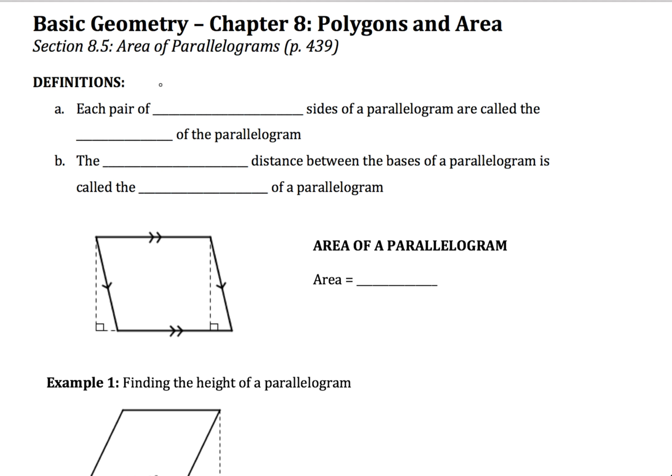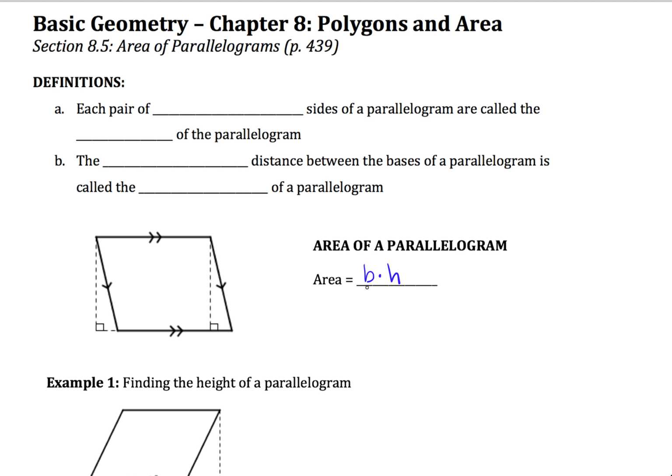Hello everyone. For today's video we're going to be taking a look at how we're going to calculate the area of a parallelogram. So let's jump right in, and we're actually going to skip down here and take a look at what the formula is for the area of a parallelogram. It's actually really easy. The area of a parallelogram is just the base times the height. That's it. Base times height.